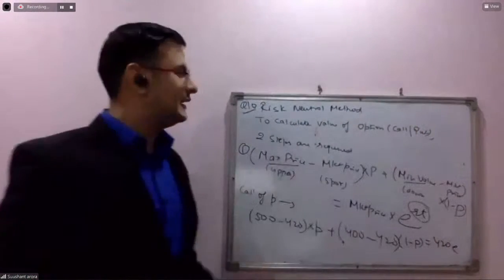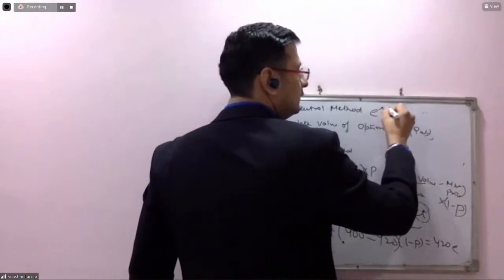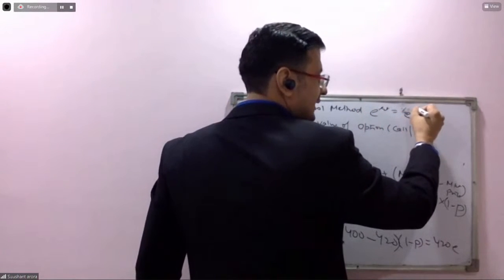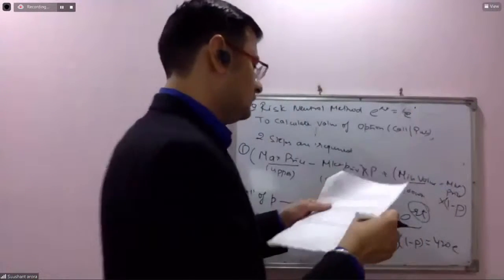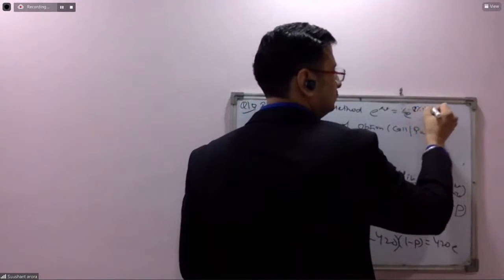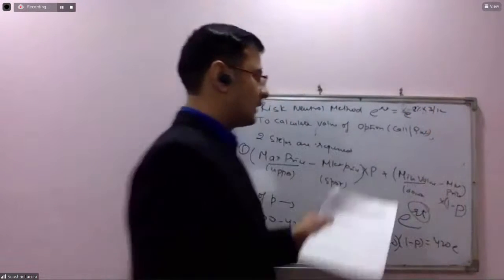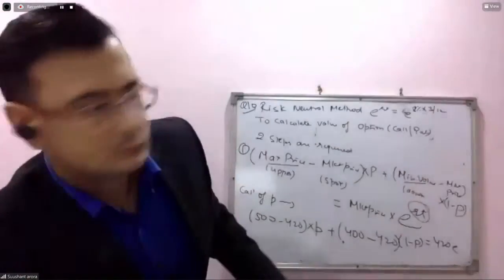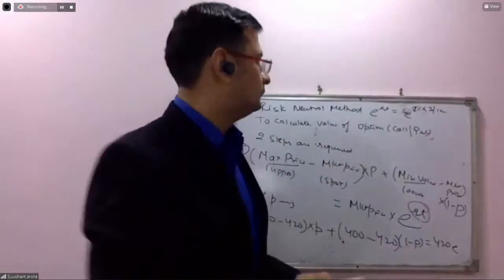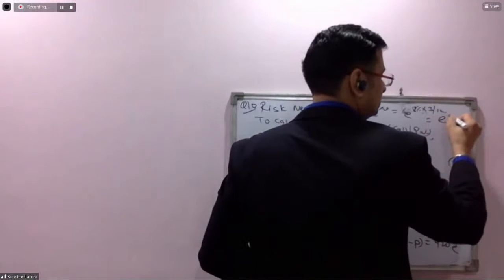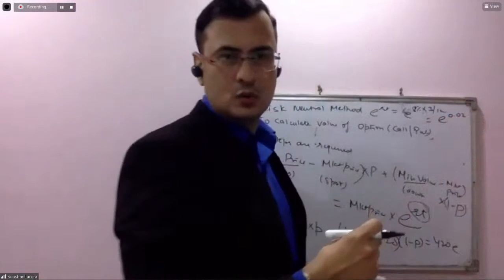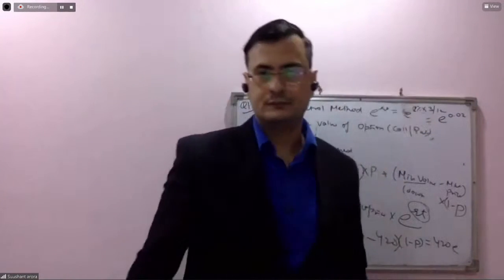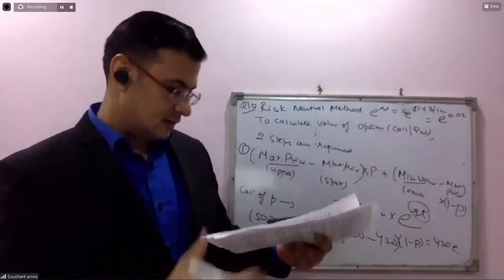into e to the power RT. Now how do we get e to the power RT? R is 8%, into 3 by 12, which means a 1/4 value. I think it is 0.02, and this was given to us.